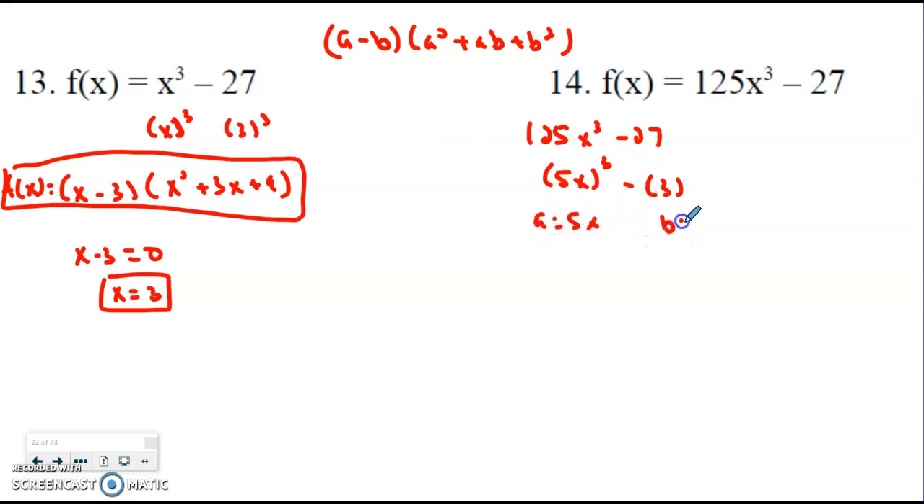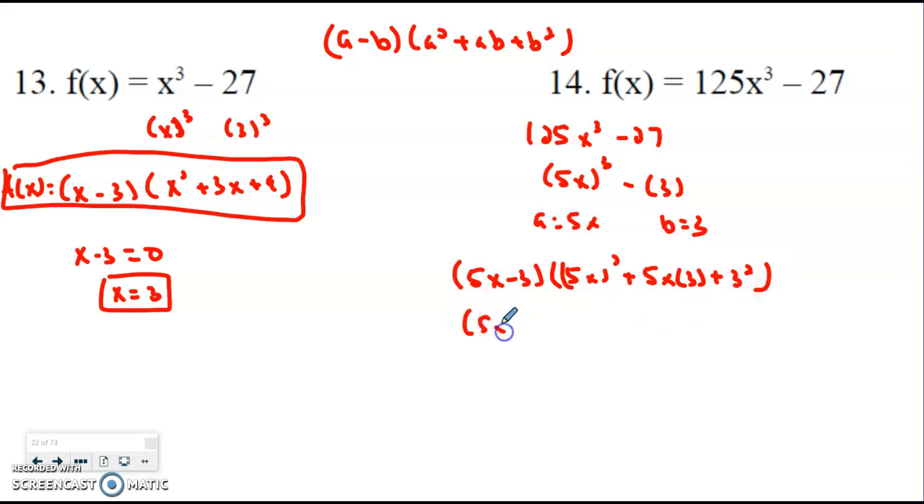And I know my b is going to be 3. So I'm going to plug it into a minus b, a squared plus ab plus b squared. So I do have 5x minus 3, and then it's going to be 5x, and I'm going to put parentheses around 5x and square it. I'm going to take 5x times 3, and then I'm going to take 3 to the second power.